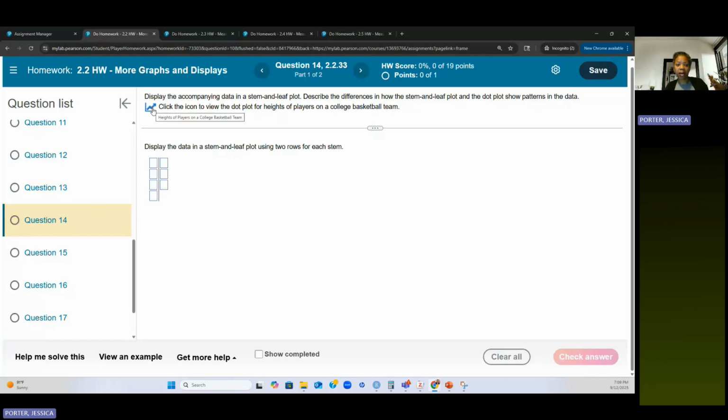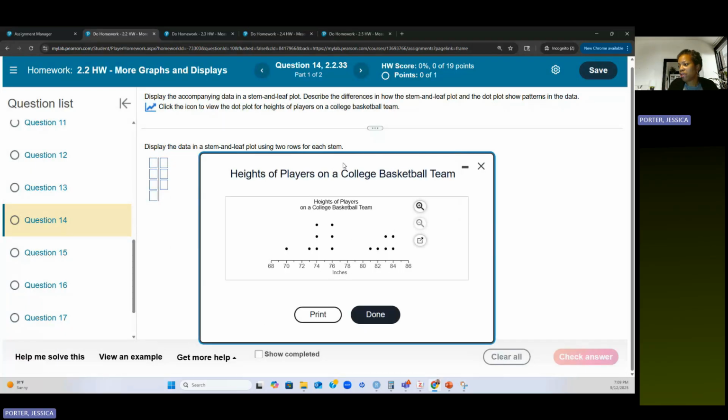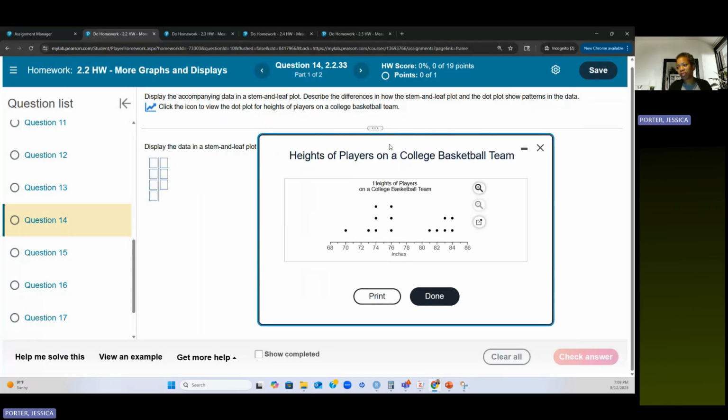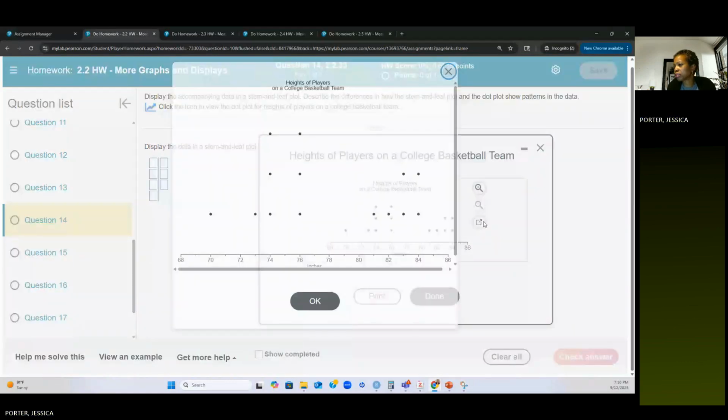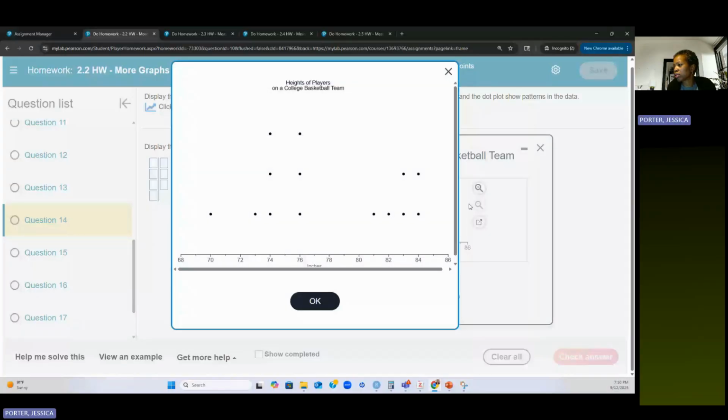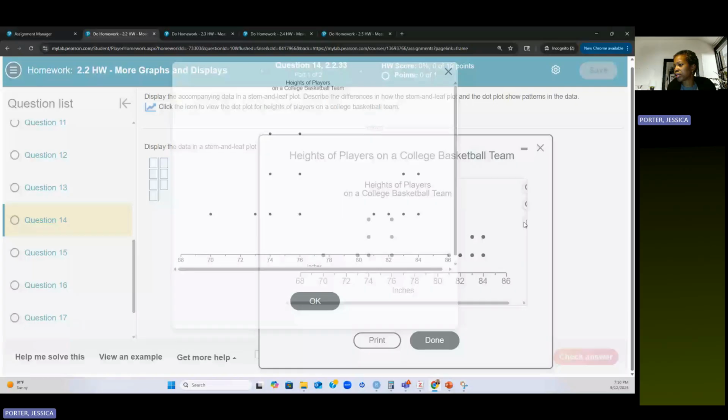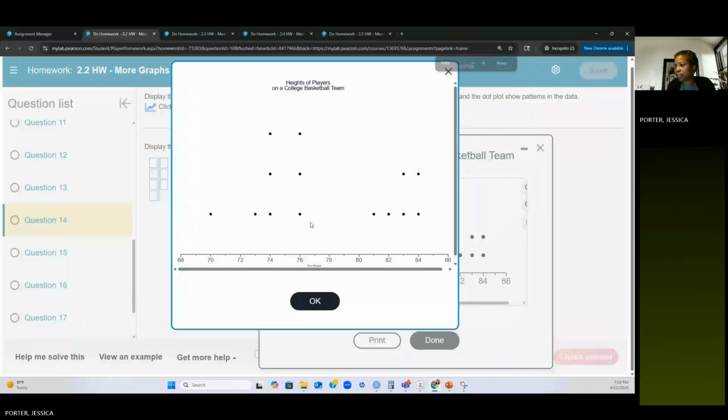So they're going to give you icons to click on, and this is where we're going to get the data to go into StatCrunch as well. But they've given you a dot plot. So real briefly, what a dot plot is: you've listed the numbers on the horizontal axis, and everywhere you put a dot is the occurrence of that number. So like here, let me pop this out. Make it bigger, pop it out. Okay, that makes this a little bit better.